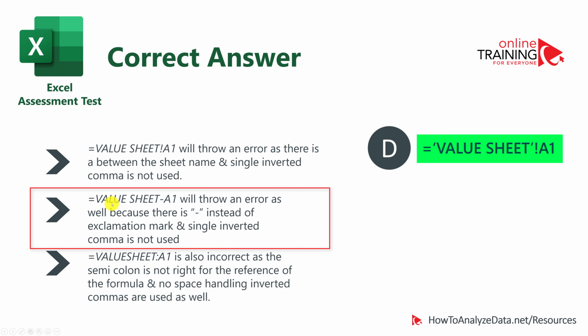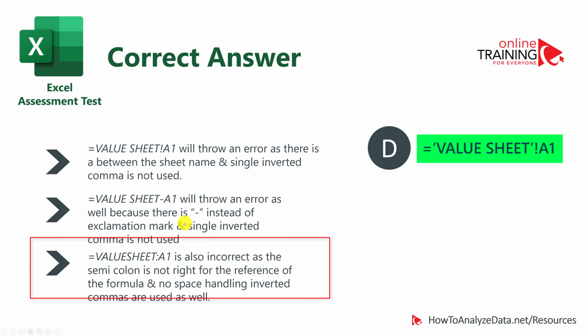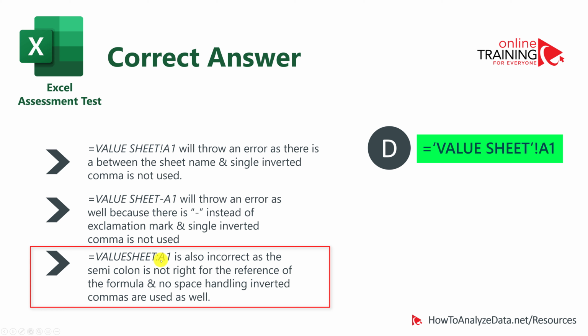This one is just a name, a minus. It's a formula ultimately, but there's nothing here referencing Value Sheet minus A1, so it's going to be an error. And Value Sheet without the space, colon A1 is also incorrect because colon is not the right reference for the sheet. So I am pretty sure you got this one correctly.